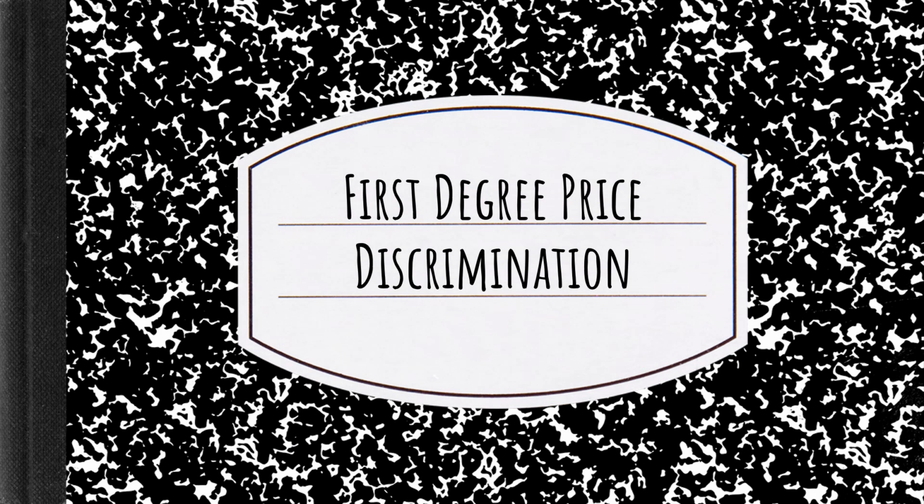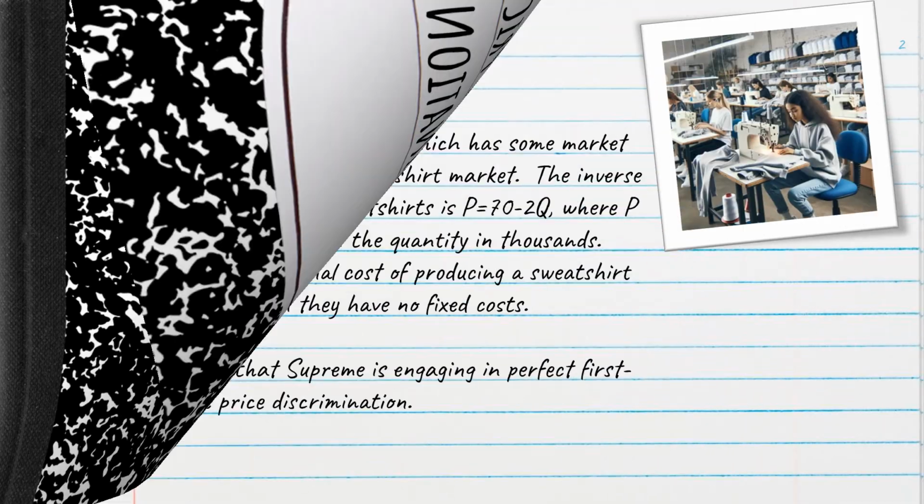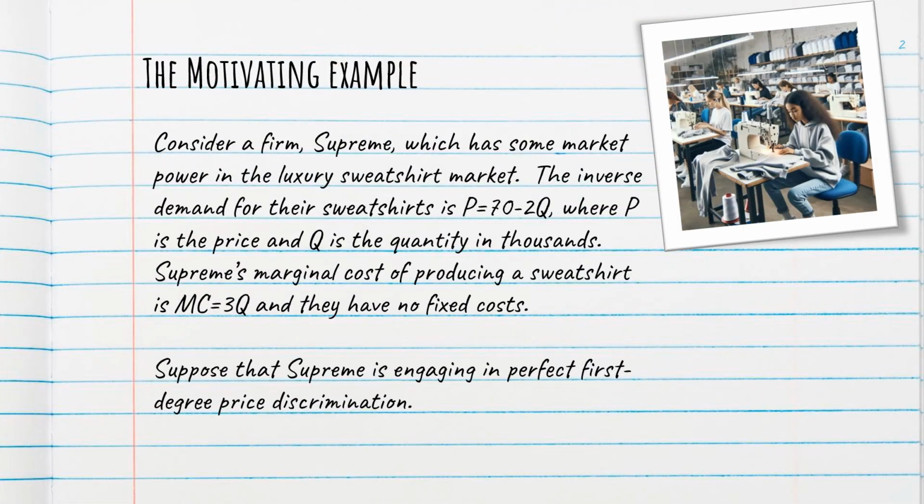In this video, we're going to learn all about first-degree price discrimination. Let's consider a firm, Supreme, which has some market power in the luxury sweatshirt market. The inverse demand for their sweatshirts is given by P equals 70 minus 2Q, where P is the price and Q is the quantity in thousands.